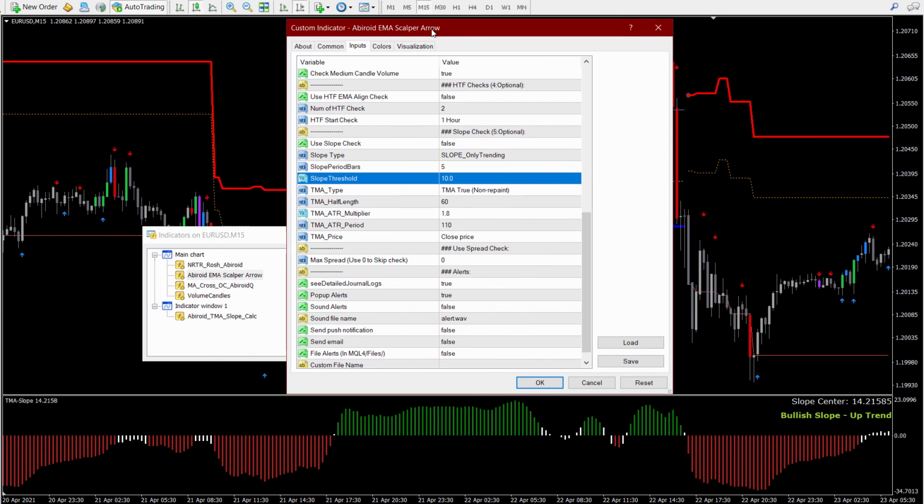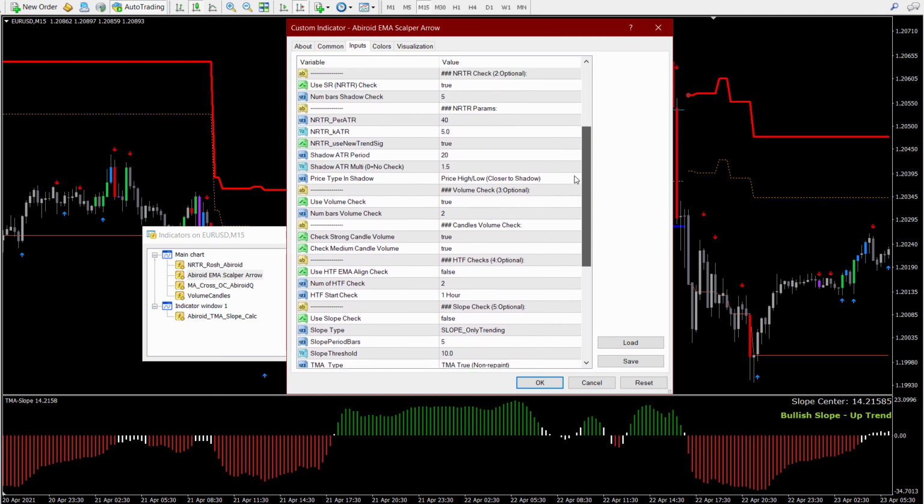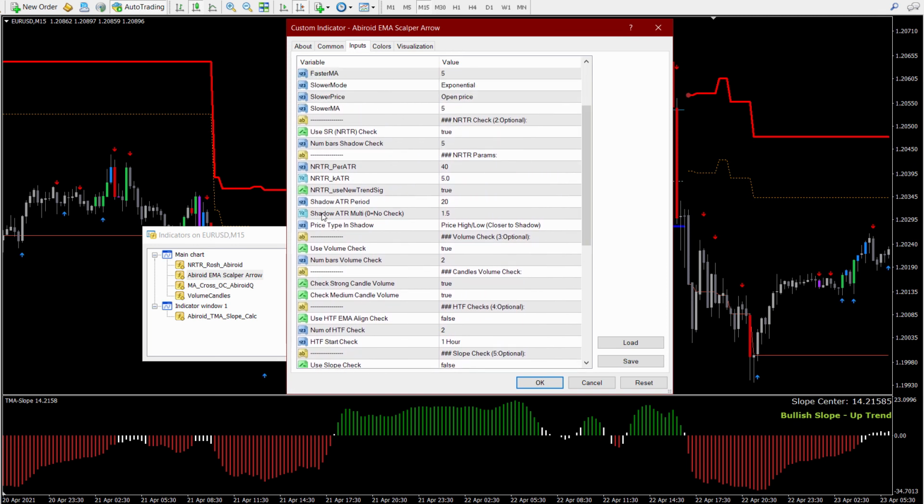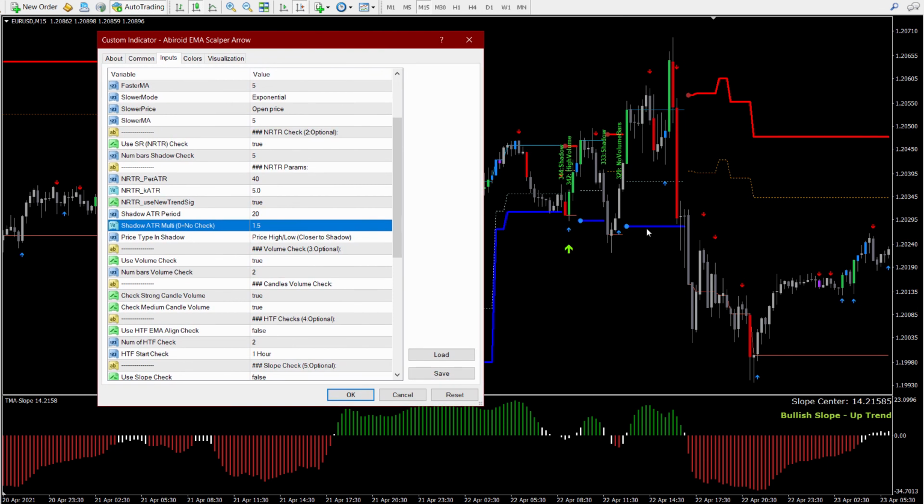And you can also set the max spread. Currently we have 0, and 0 means to skip this check. And the same way, if you don't want to check the NRTR shadow, and if you just want to check if price is above or below these NRTR support and resistance lines, then set this to 0, and it won't check if the price is inside the shadow or not.